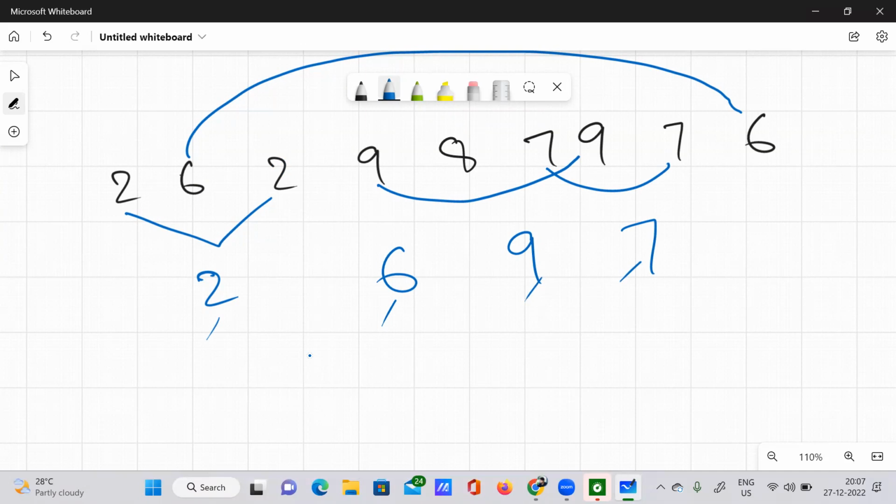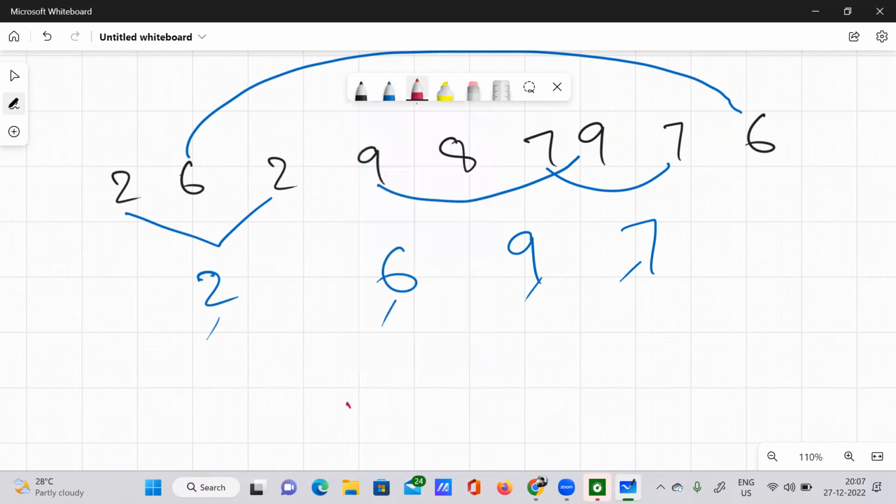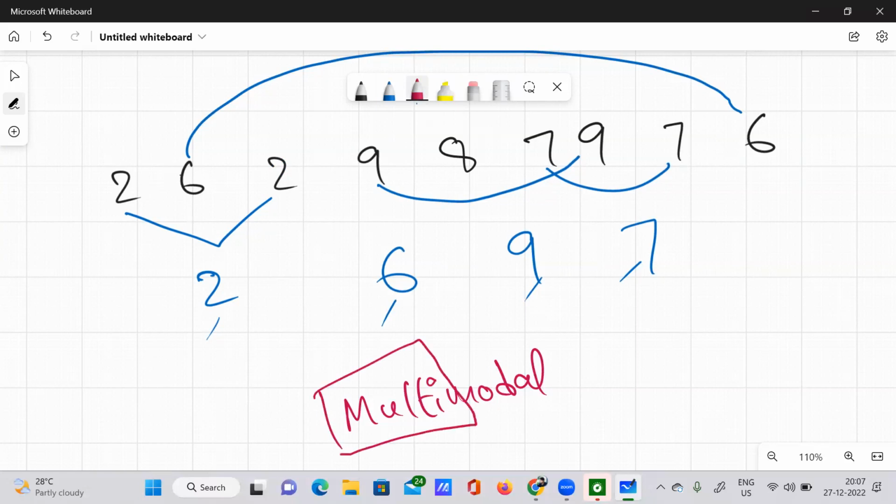So you can name it as multimodal, right? You can name it as multimodal. Multimodal in the sense, the name itself is actually explaining: multi in the sense, here we have modes which are multiple, that is 4 or more modes. If you have 4 or more modes in your data, then you can definitely call it multimodal, right?